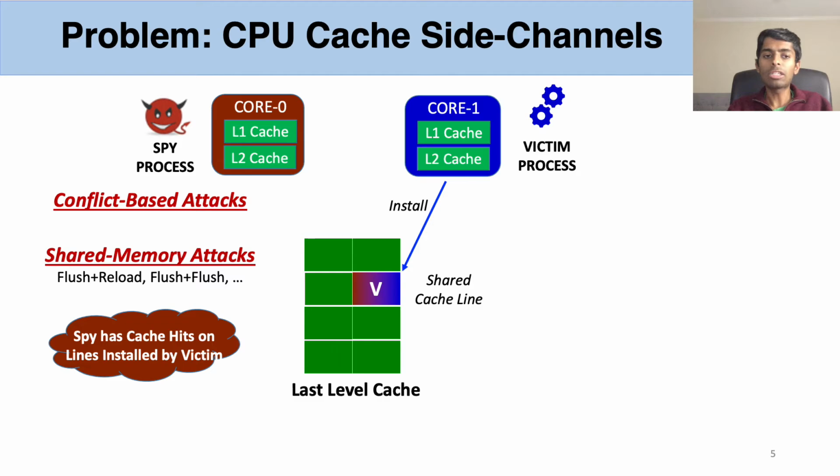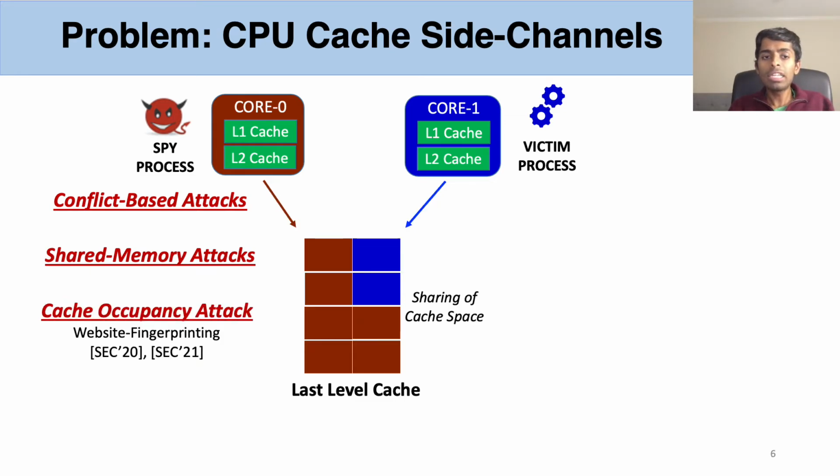The second class of cache side channel attacks are shared memory attacks like flush reload or flush flush, which are the most accurate attacks. These exploit sharing of cache lines for shared memory between the victim and the spy. In these attacks, the spy is able to learn a victim's data accesses by directly observing hits on cache lines installed by the victim.